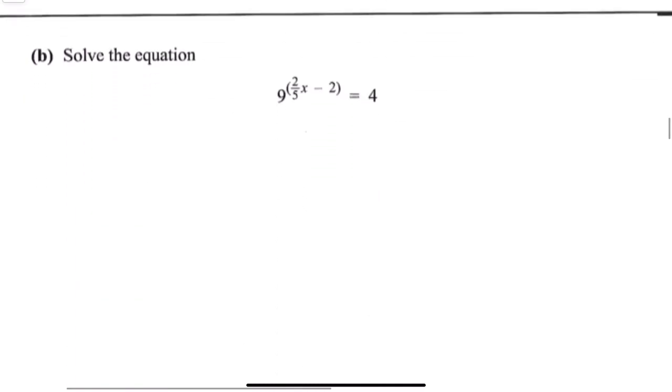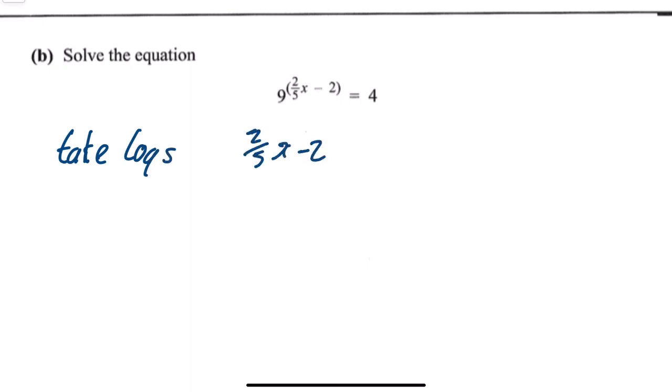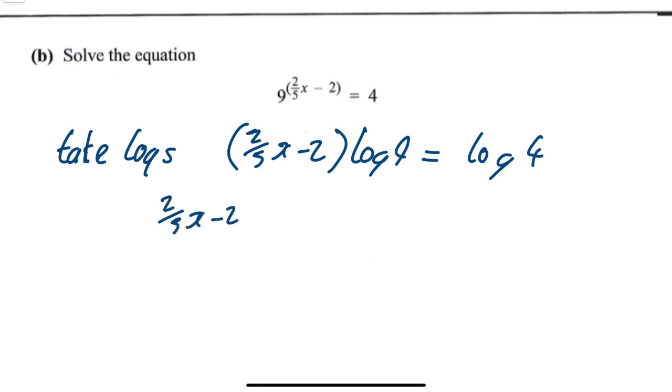Okay, solve this equation. So to do this, what we're going to do is take logs. So you can say that's going to be 2 over 5x minus 2, that's all in a bracket, times log of 9 is equal to log of 4. Now what normally I would do, I'd multiply the bracket and then sort it away, but just for a wee bit of change, what I did this time is I divided across by the log 9 to start off. So log of 4 over log 9.